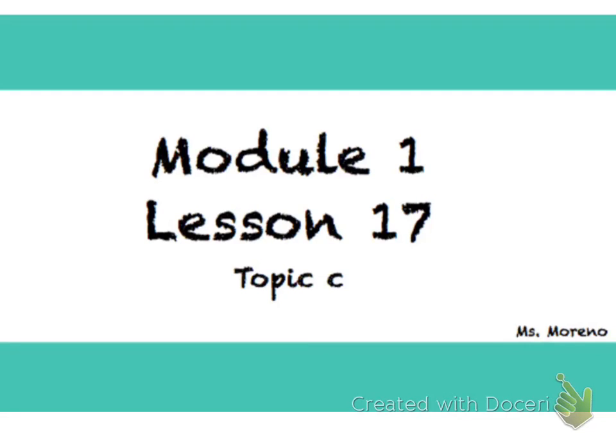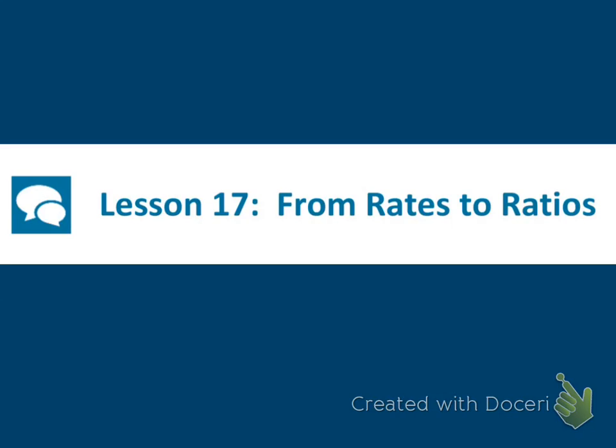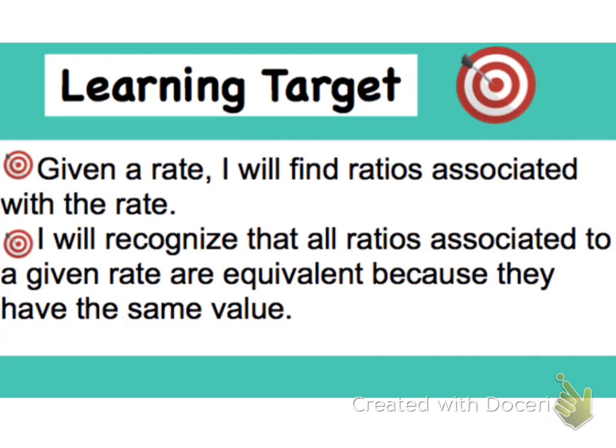We're on Module 1, Lesson 17. And today you will be going from rates to ratios. Let's look at the learning target. By the end of the lesson, you will be able to find ratios associated with the rate when you're given a rate, right? You will also recognize that all ratios associated to a given rate are equivalent because they have the same value. So let's take a look at that.